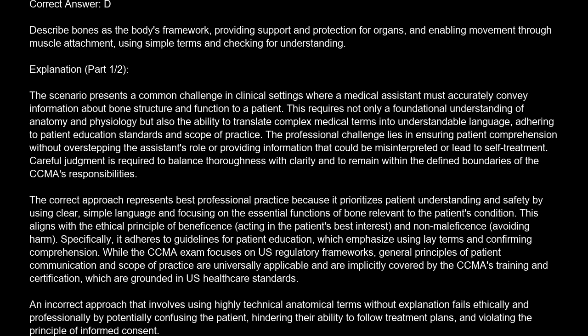This aligns with the ethical principle of beneficence, acting in the patient's best interest, and non-maleficence, avoiding harm. Specifically, it adheres to guidelines for patient education, which emphasize using lay terms and confirming comprehension. While the CCMA exam focuses on U.S. regulatory frameworks, general principles of patient communication and scope of practice are universally applicable and are implicitly covered by the CCMA training and certification, which are grounded in U.S.